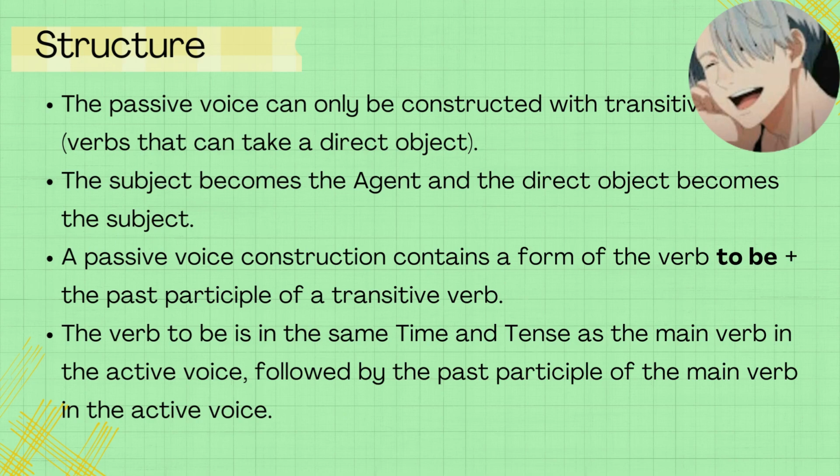a direct object. Second, the subject becomes the adjunct and the direct object becomes the subject. Third, a passive voice construction contains a form of the verb to be plus the past participle of a transitive verb. The last one. The verb to be is in the same tense as the main verb in the active voice, followed by the past participle of the main verb in the active voice.